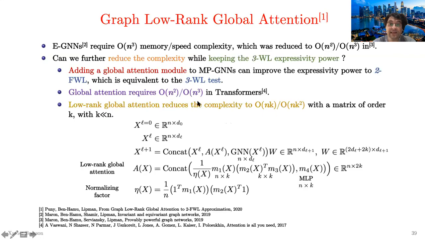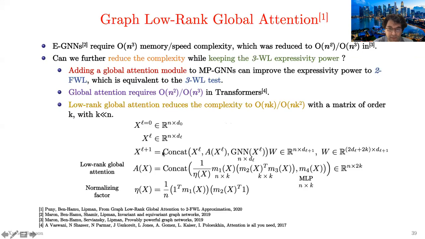And this actually reduces the complexity to linear for the memory and for the speed, because k, which is the rank value, is of course very small compared to the number of nodes. The way they do it is very natural to implement in the message passing framework.